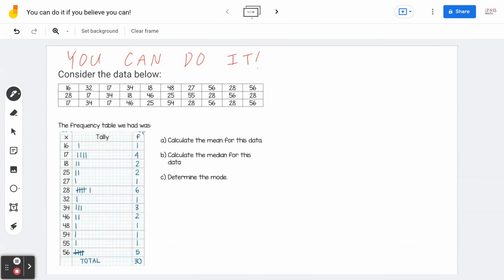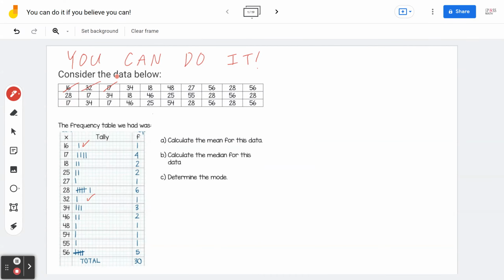So if you look at this data and you're trying to tally this in the frequency table, let's go through this once just to make sure everything is clear. For example, when you think about 16, there's one of them. So we put a tally next to 16. When you go to 32, again, we put a tally next to 32.